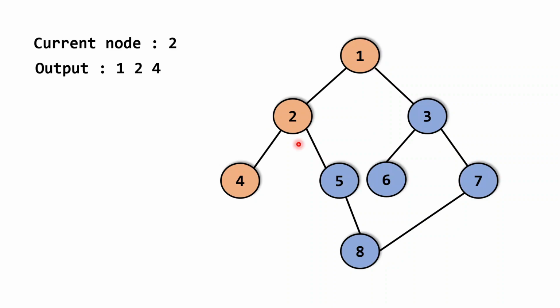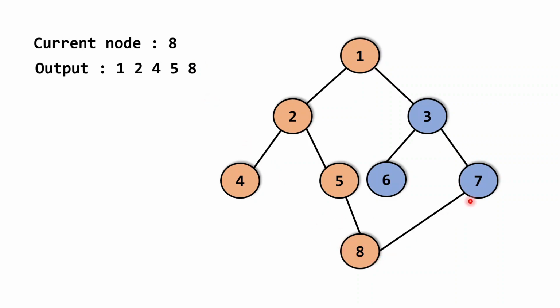Now for this 2 we are left with 5, which is its adjacent node and it's not visited yet. So I will go to this node 5, and our current node becomes 5, and I will make this node visited, and our output is 1, 2, 4 and then 5. Now the same thing applies for this 5. The adjacent node which is unvisited is 8, so I will go to 8, mark it as visited, and now our current node is 8, and this also goes into the output.